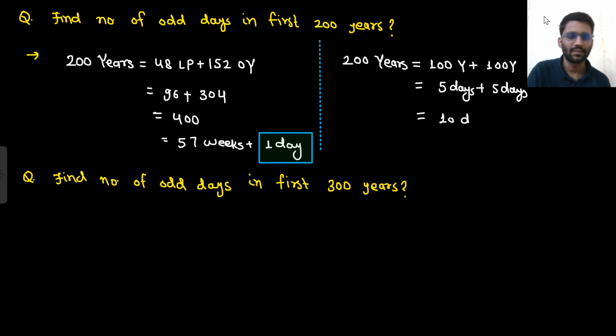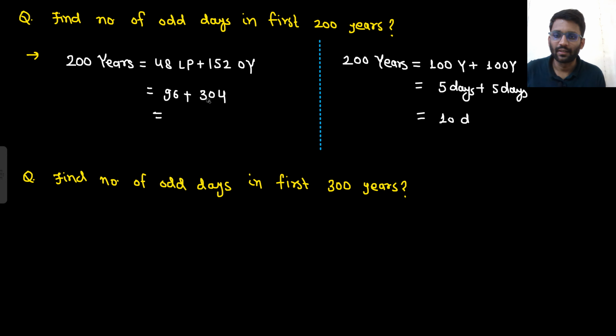Wait a second, there is some error. I'm really sorry. Here only I messed it up, that this would be 152, because in 152 ordinary years, you will be having 152 odd days only. So 152 plus 96, what that would be? Actually, this is not a good method to calculate, but still we are calculating. 152 plus 96 would be 248. And I have to divide it by 7.